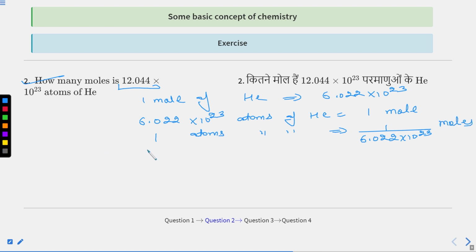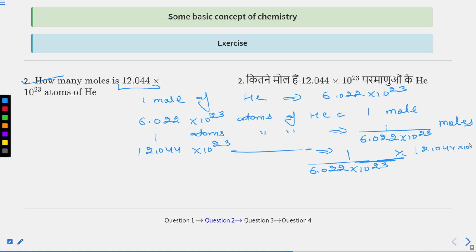And therefore you can say 12.044 into 10 raised to the power 23 atoms of He will be present in 1 by 6.022 into 10 raised to the power 23 multiplied with 12.044 into 10 to the power 23. If you calculate this, you will get 2 moles. This is the normal mathematical treatment.